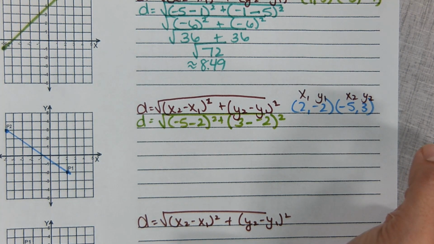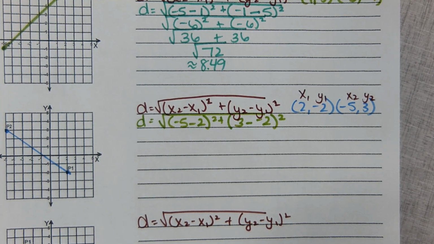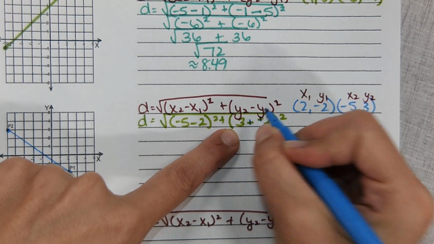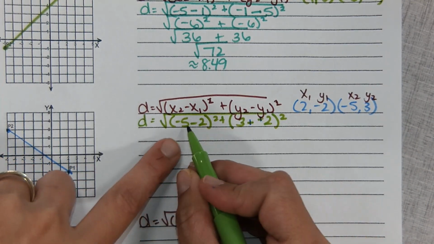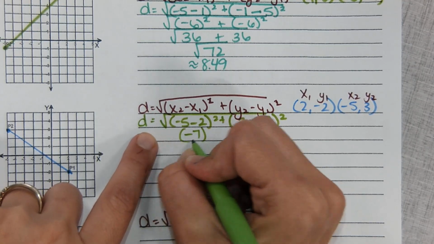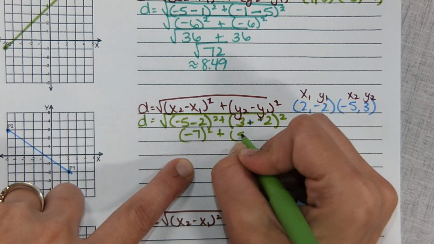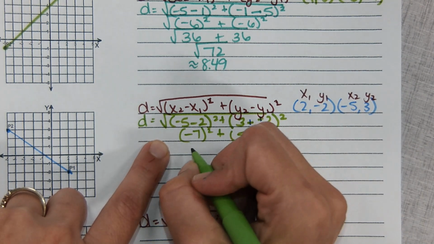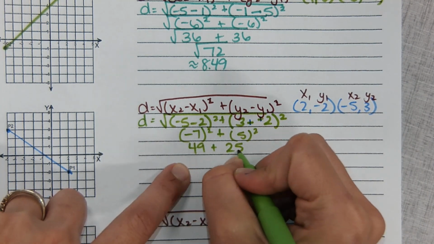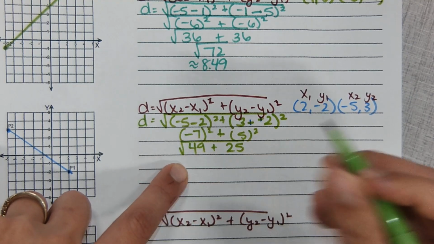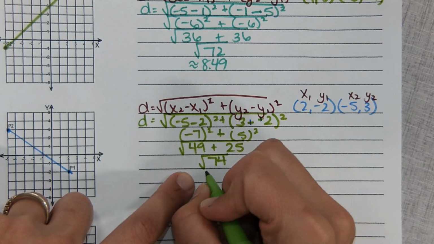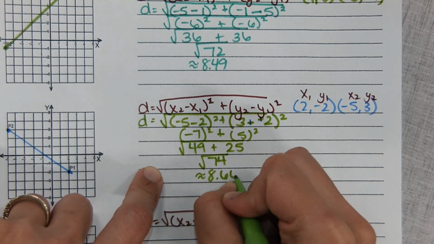Okay, this is what I got. So compare yours to mine. This double negative, 3 minus -2, we're going to add the opposite. And then we'll solve here. So we get -7 squared plus 5 squared. Then 49 plus 25. 49 plus 25 is 74. Square root of 74 is 8.60.